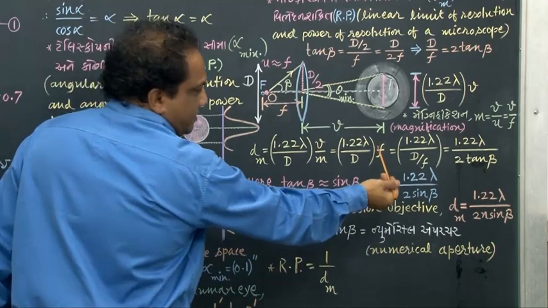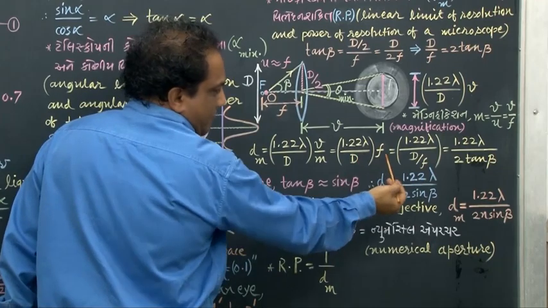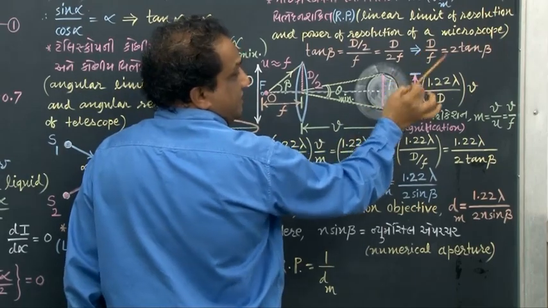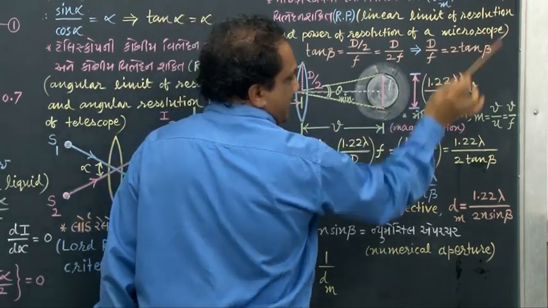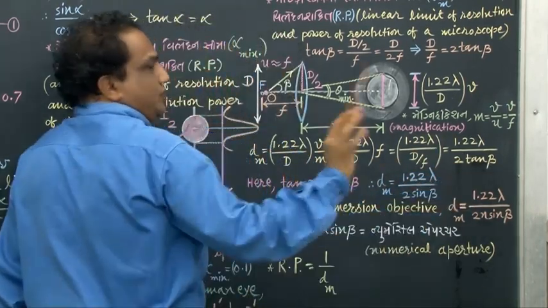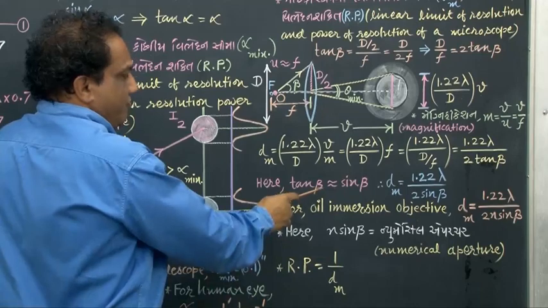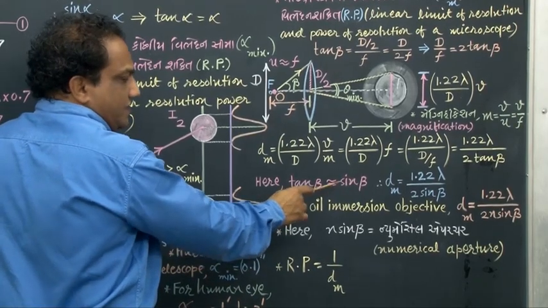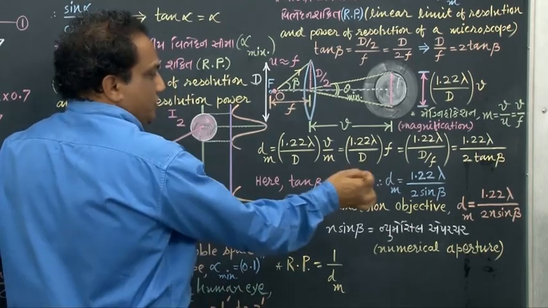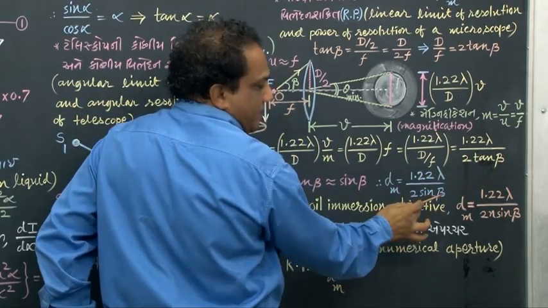Fine. Now take this f down in the denominator's denominator. So 1.22 lambda upon D upon f. Find out D upon f from here. D upon f value is ready with us. How much is it? 2 tan beta. So this D upon f can be replaced by 2 tan beta. But actually, this angle beta shown in the diagram is found to be very small, and for very small angle beta, tan beta is nearly equal to sin beta. So instead of tan beta, I can write sin beta.